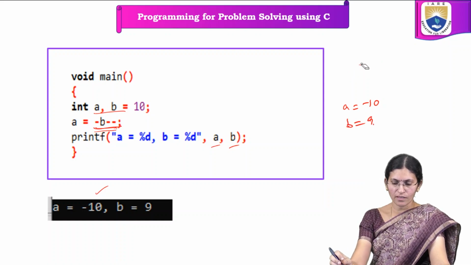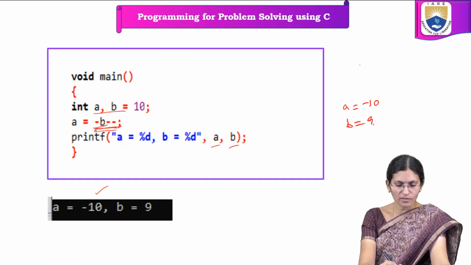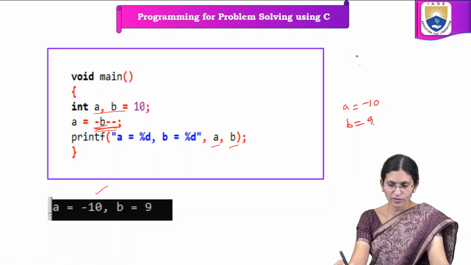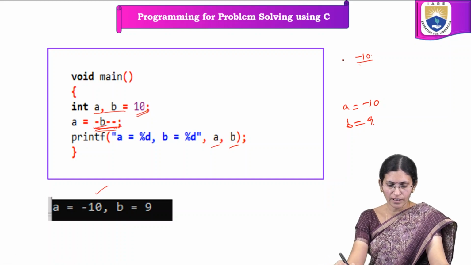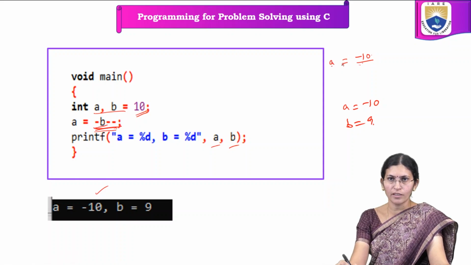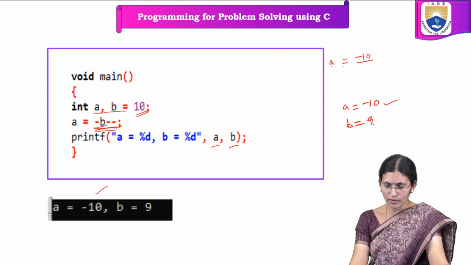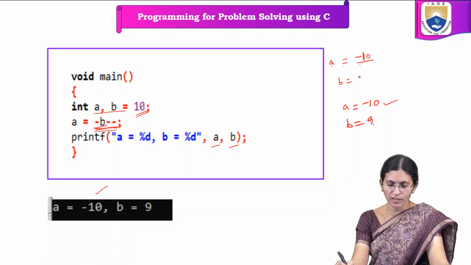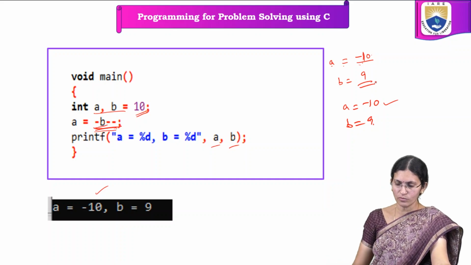So why are we getting this answer? First, this will be evaluated, that is minus b. So 10, the sign of this is changed, so minus 10. After that the value minus 10 is assigned to a. Therefore a will become minus 10, so the variable a will hold minus 10. After that, the value 10 will be decremented by 1, so b is equal to 9.